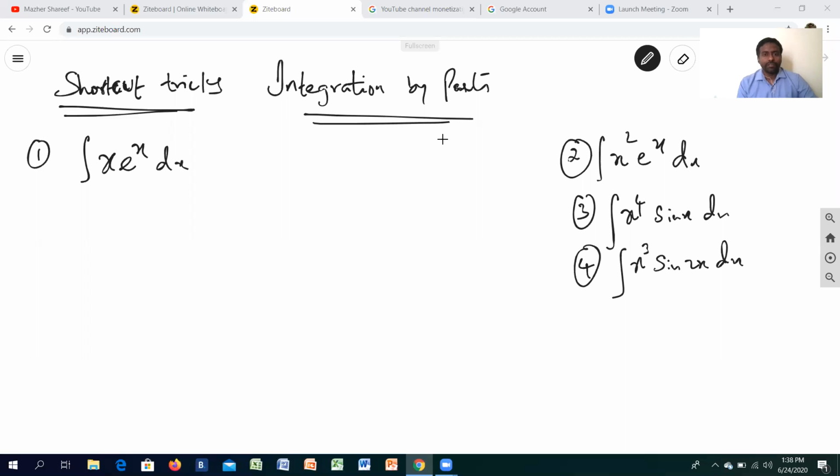Hello friends, in this video we'll be learning about the shortcut trick to solve integration by parts questions. Whenever it comes in the examination, you can easily work it out.